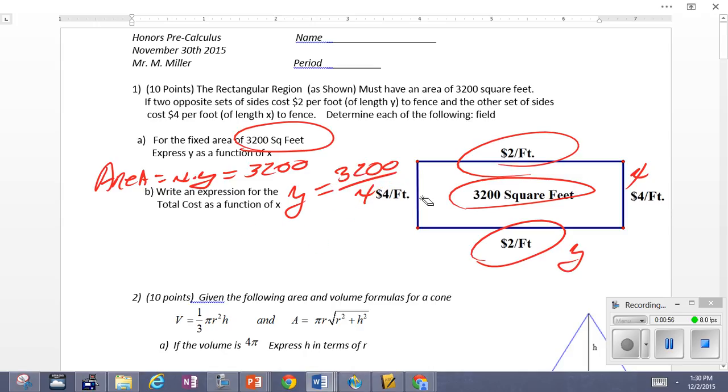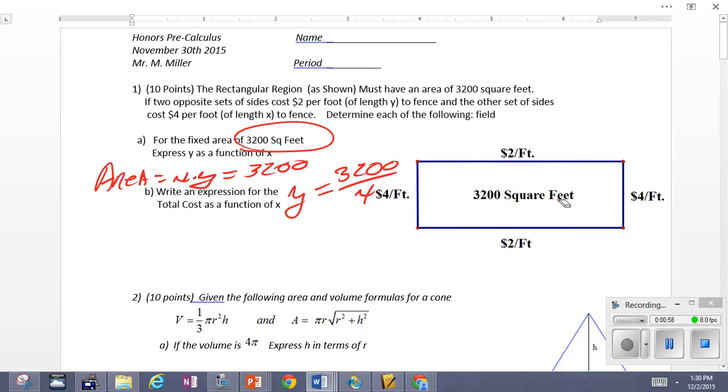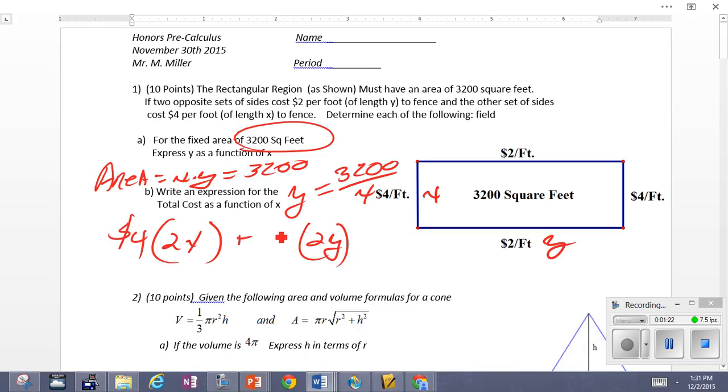Well, this is getting a little sloppy. Let's erase some of this now. Okay, so the cost is going to be these lengths of X. There's 2 lengths of X, which are costing $4 per foot. And there's 2 lengths of Y. There's 2 lengths of Y, which are costing $2 per foot.